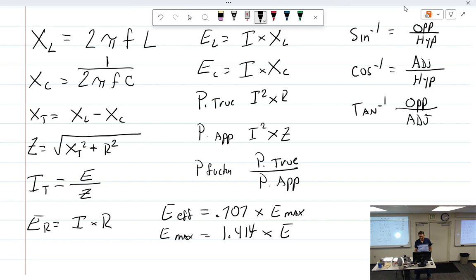And let's get the I effective up there. It's the same thing, just substitute I for E. So I could actually get rid of the E's and just do effective equals 0.707 times max. That's what I was thinking. Or you can do I or E effective.